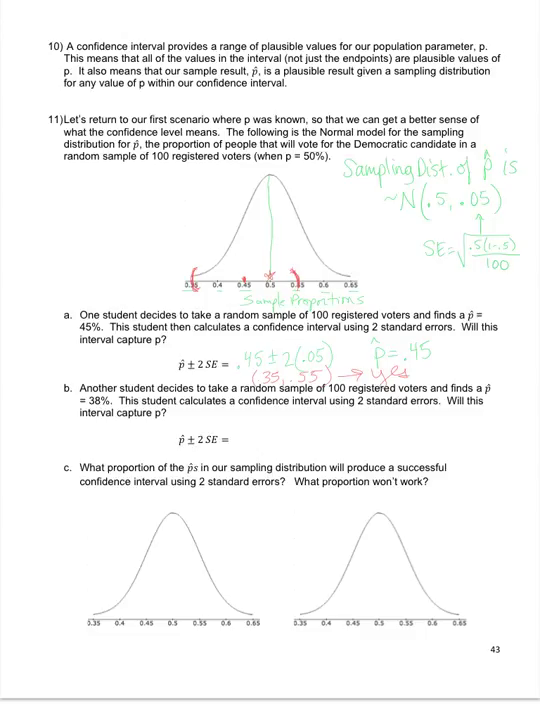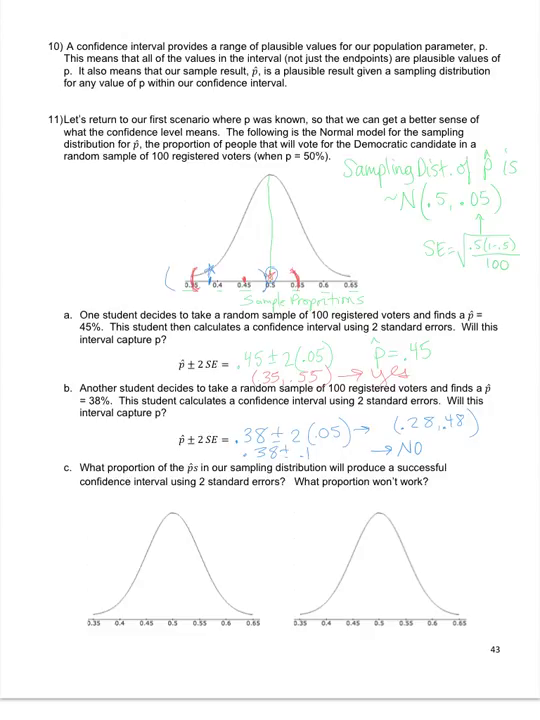On the other hand, another student decides to take a random sample of 100 registered voters, finds a P hat of 38%, and calculates a confidence interval using 2 standard errors. Will this interval capture P? So 38% plus or minus 2 standard errors: we've got 0.38 plus or minus 0.1, which gives us the interval of 0.28 up to 0.48. Let's mark where their P hat is. Notice their P hat is a possible value. It's in that distribution. But when we create our interval, up to 0.48 and down to 0.28, it's off the chart. That interval's not successful. It doesn't capture P, because P, remember, is right here. It's outside that interval.